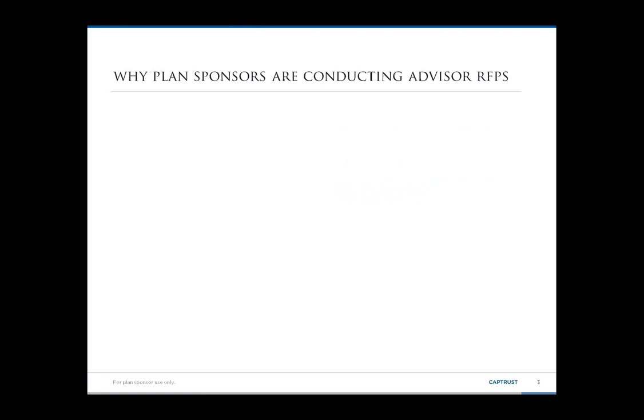There are four main reasons why plan sponsors are conducting advisor RFPs. First is changes in their retirement plan. These changes can be attributed to a number of factors, such as overall growth of the plan, or if your organization has completed a merger or recent acquisition. Next, as many of you know, increased complexity of fiduciary responsibility. A plan sponsor's role as a fiduciary continues to grow annually in addition to complying with ERISA guidelines and DOL regulations. Some organizations may feel they are well equipped to handle those responsibilities, but most do not.